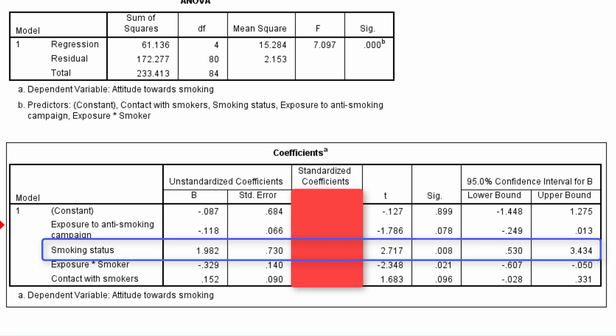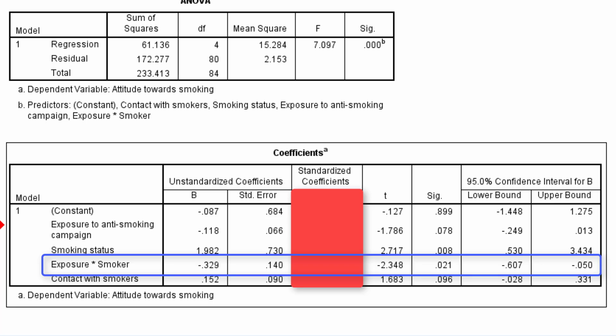Then there is smoking status, 1.98, say 2, which is the average difference between smokers and non-smokers in their attitude towards smoking. Smokers have about 2 points higher attitude towards smoking than non-smokers. That's a substantial difference on a scale from -5 to +5. It is also statistically significant, and the confidence interval is entirely positive, ranging from 0.5 to 3.5 as a difference between smokers and non-smokers.